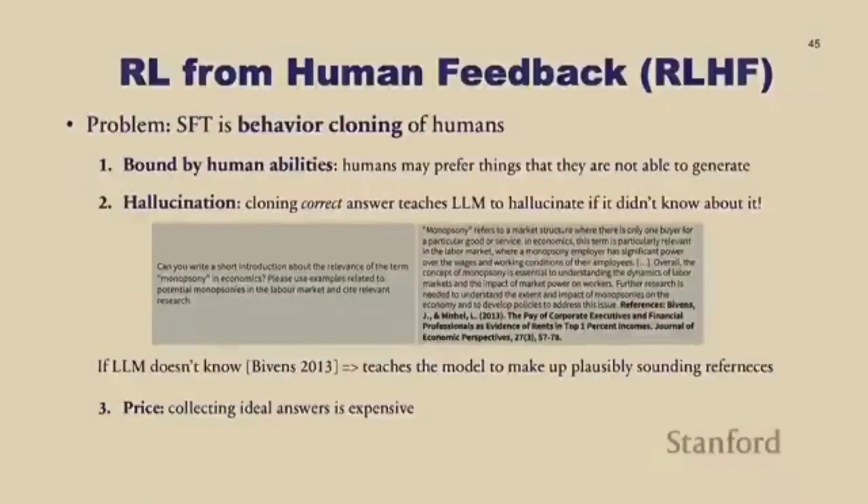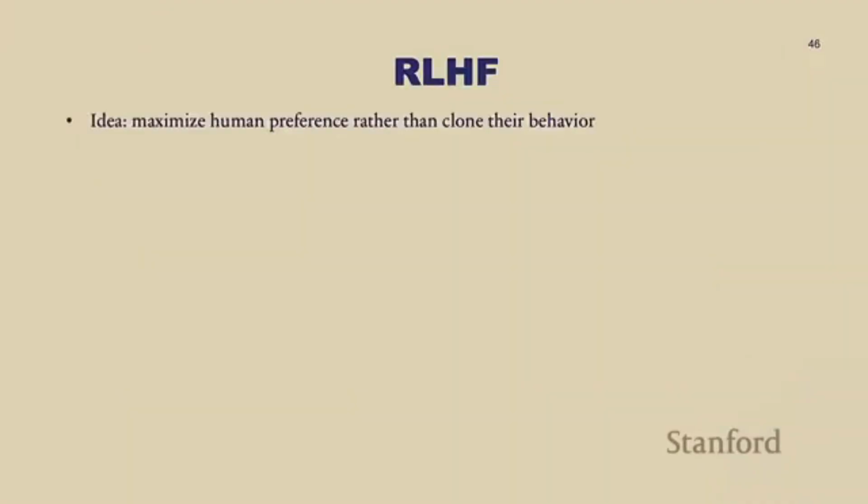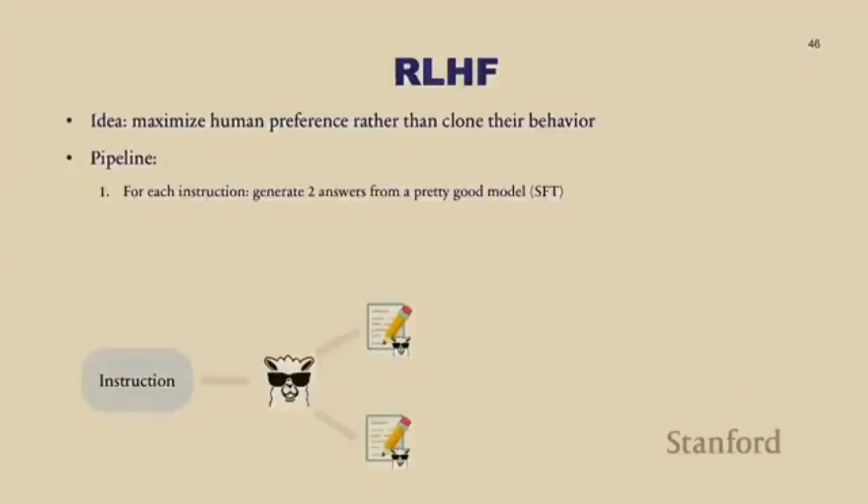Great. Problem number 3, price. Generating the ideal answers is very pricey. And that comes back to your question of humans writing the entire answer being pretty expensive. So that's where RLHF comes in. The idea is that instead of cloning the behaviors of humans, we're going to maximize human preference. And the way we're going to do that, so the pipeline, is that for every instruction, you're going to ask a model to generate 2 answers. And usually use a pretty good model. So usually you don't use an LLM here. You use a SFT fine-tuned model.